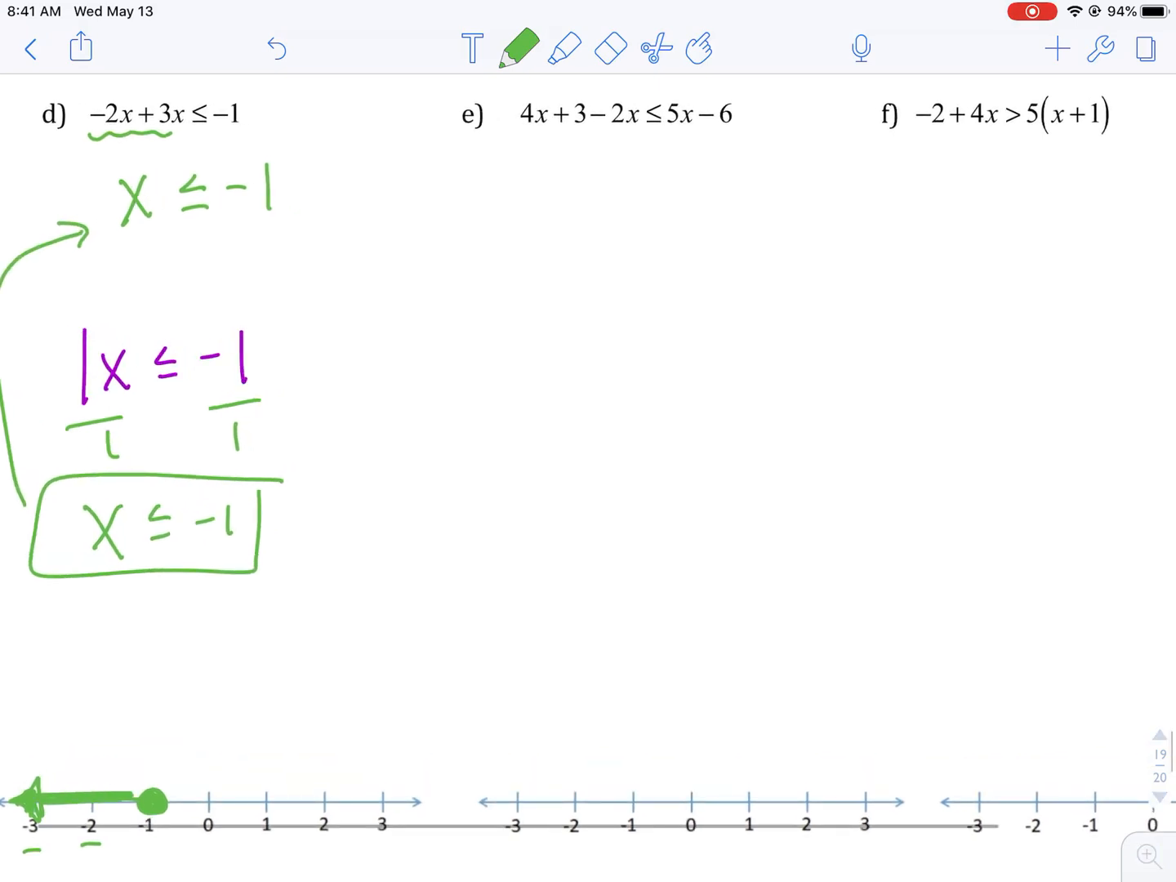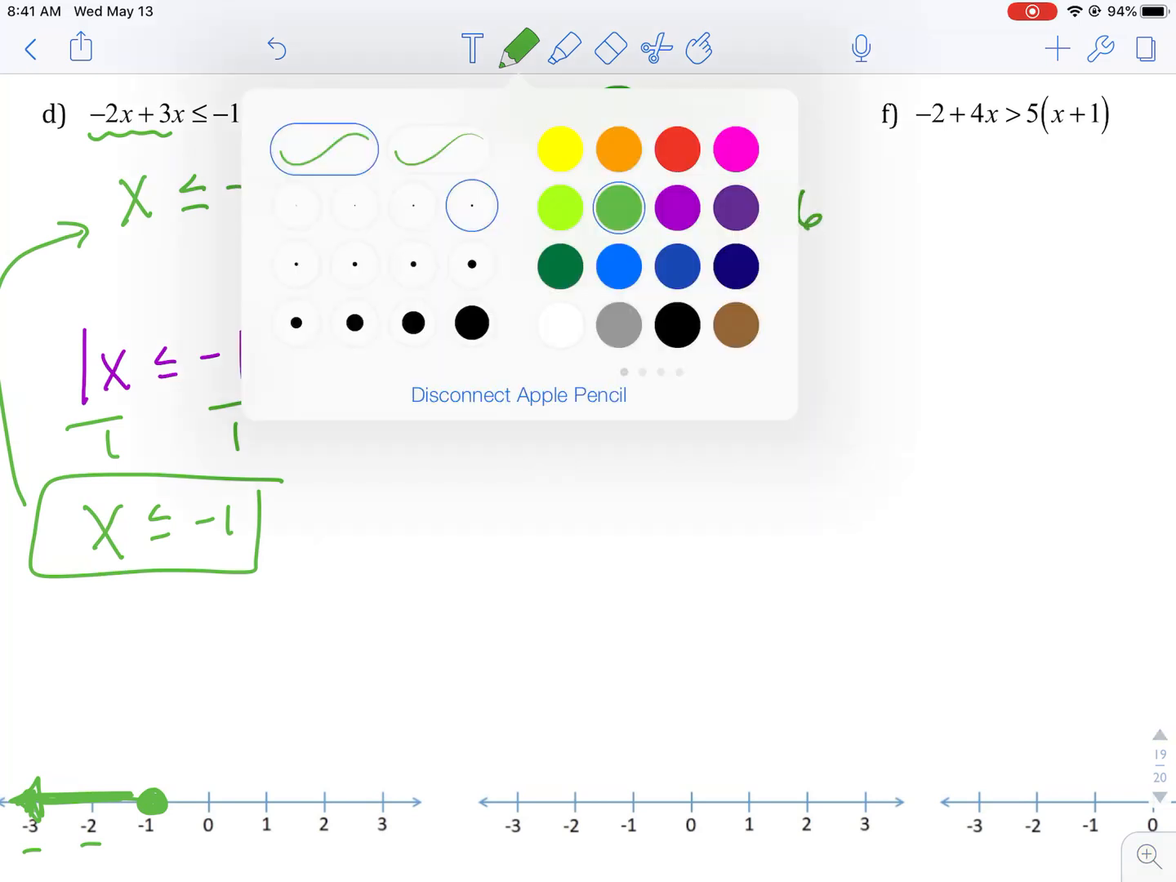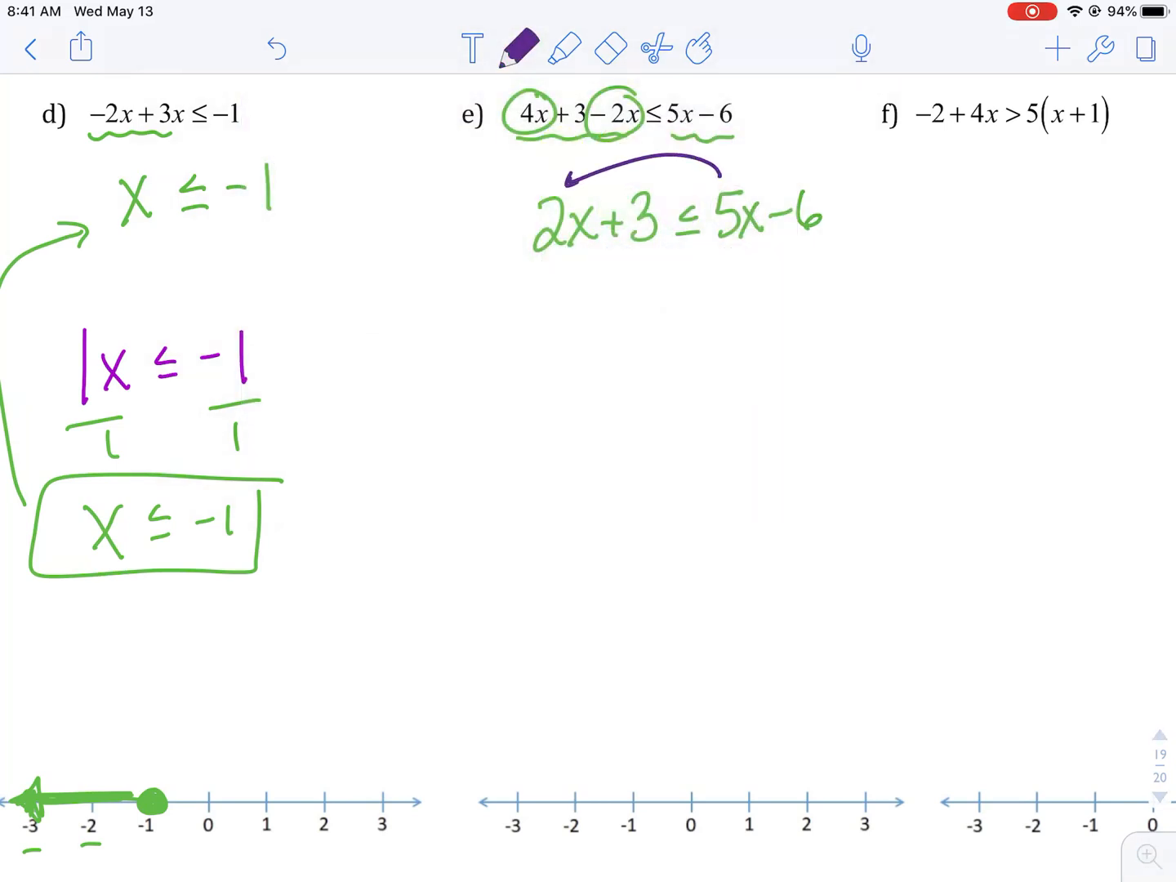All right, letter E, again, combine like terms on each side. So here I've got a +4 and a -2, so that gives me 2x plus 3 is less than or equal to, here there's no like term, so it's just 5x minus 6. And the rules, remember, are to get the variables on one side. So I need to move that 5x over by subtraction. So that gives me -3x plus 3 is less than or equal to -6.